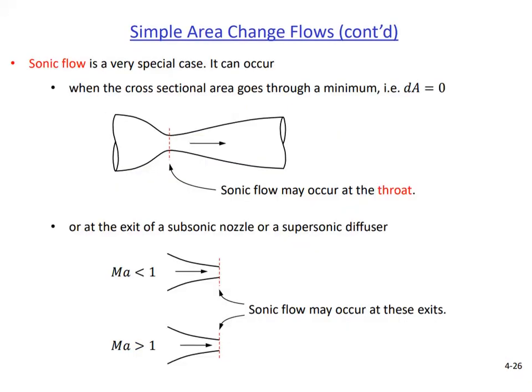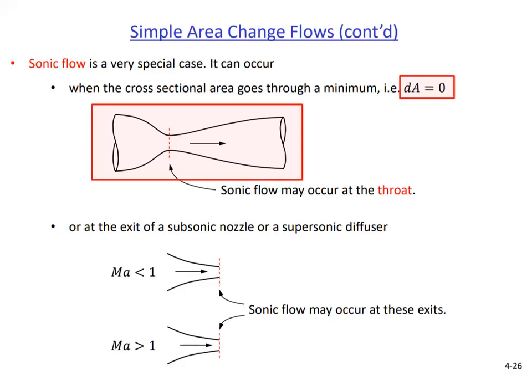To satisfy the conservation of mass and linear momentum principles, the sonic flow can occur in a duct only when dA is 0. This can happen only when the cross-sectional area goes through a minimum, as shown in this figure. Sonic flow can occur at the throat of this converging diverging duct. It is important to understand that the flow is not necessarily sonic at the throat. What we are saying is that if sonic flow occurs in this duct, it can occur only at the throat.